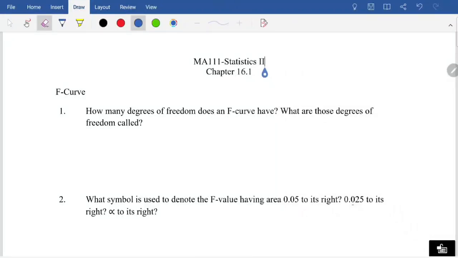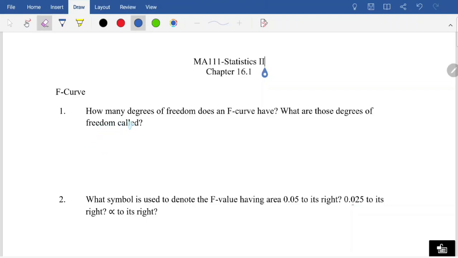Hello everyone, we are working on the first worksheet of chapter 16, which was on ANOVA testing. The first worksheet is just explaining what the F distribution and the F curve was. So this worksheet has some questions to test our understanding of the F curve and the F distribution.